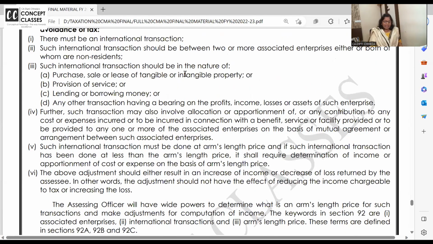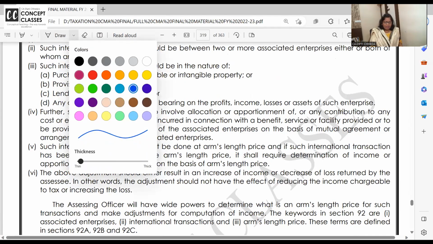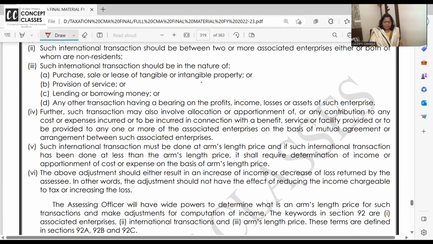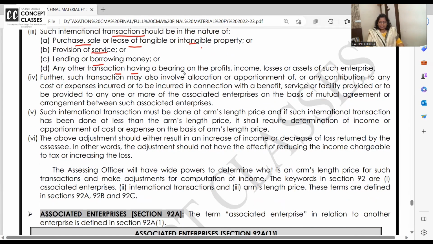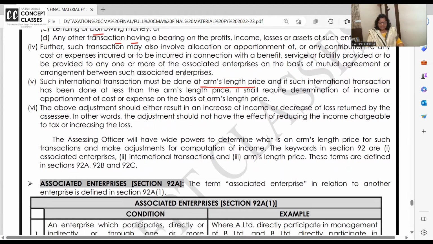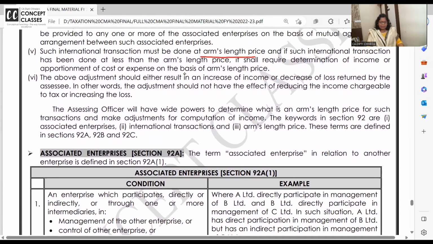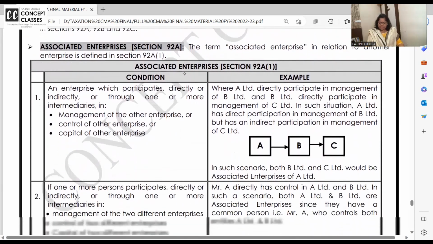See, there should be an international transaction. Okay, and it could be for purchase, sale, lease, service, lending, borrowing, कुछ भी जो भी है. Okay, such international transaction should be at arm's length price. And the above adjustment should either result, this point is highlight, market, very important for MCQs. Either income should increase or losses or expenses should decrease. Otherwise, don't apply it, right?